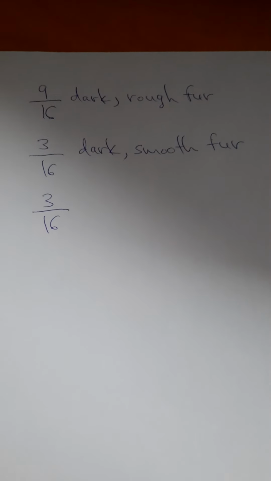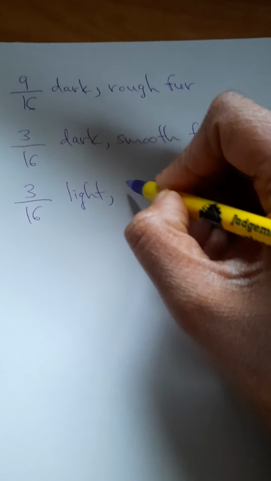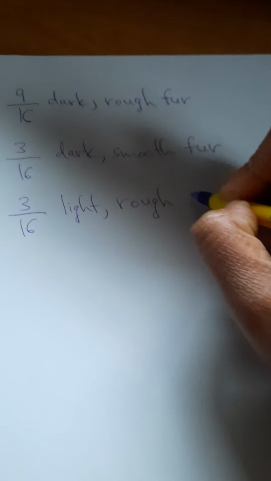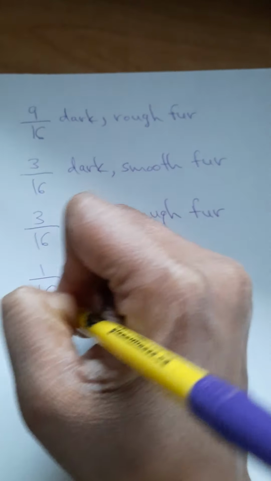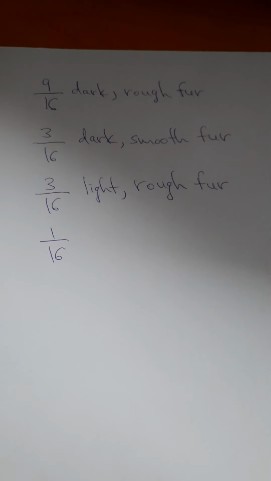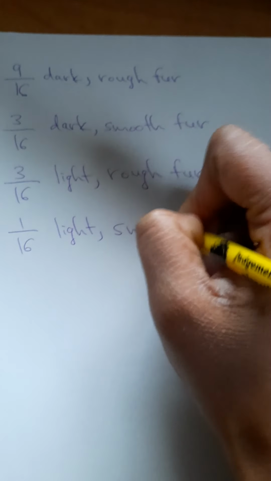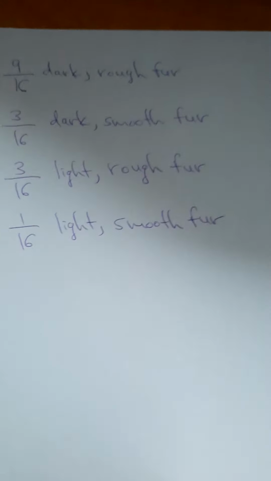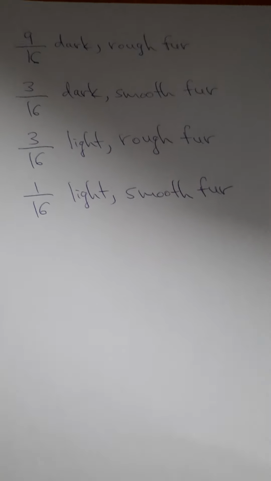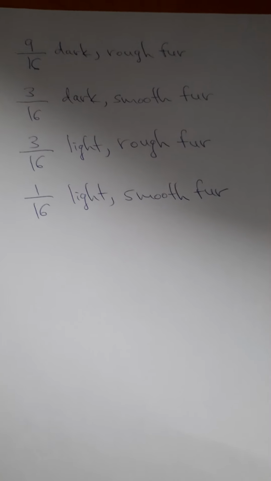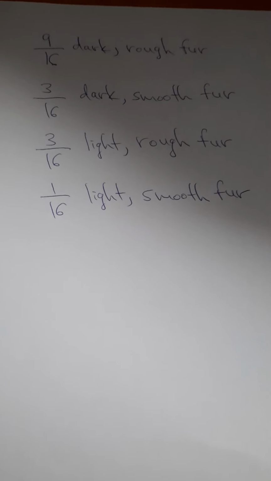Okay, next you have 3 out of 16 is the light and the rough fur. And then 1 out of 16, this is a light, smooth fur. Okay, so just like that. And you can check out all of the genotypes from our 16 square Punnett square cross here. And you'll notice again that we will always get the 9:3:3:1 ratio.